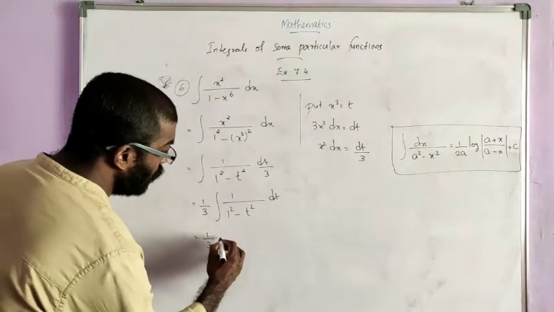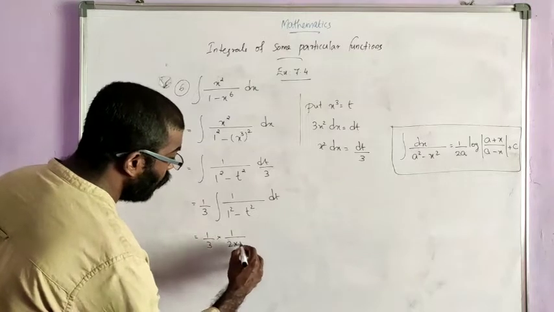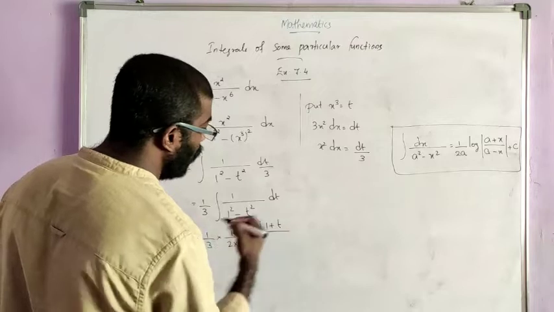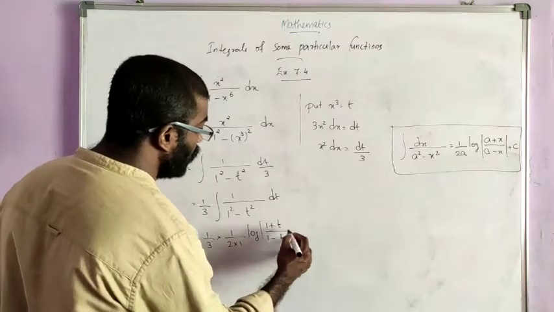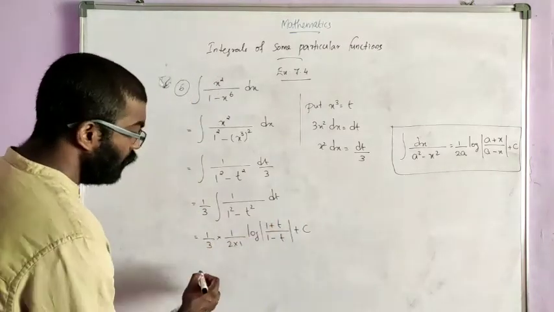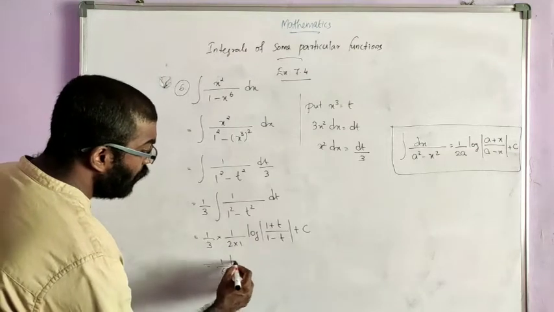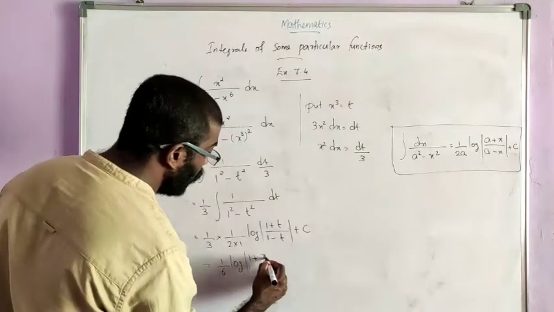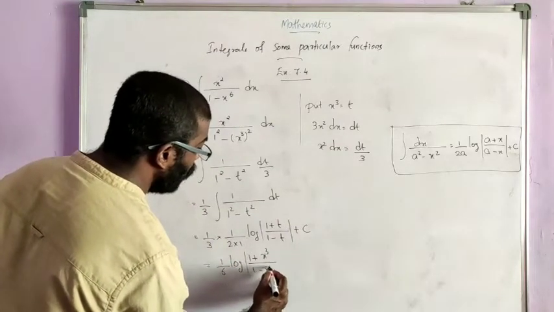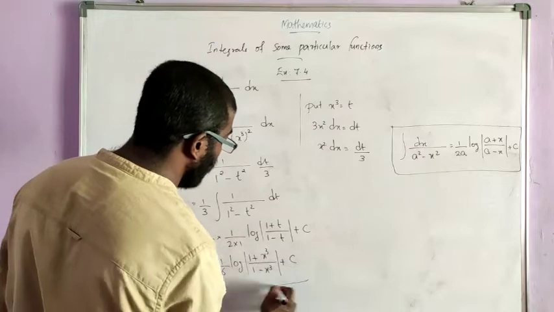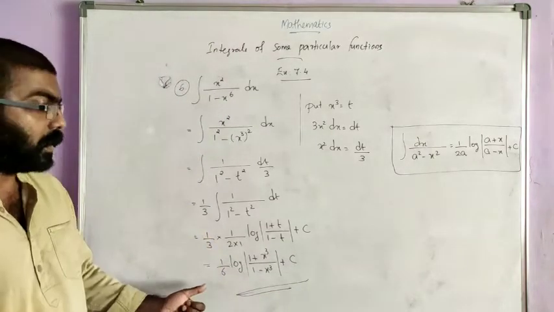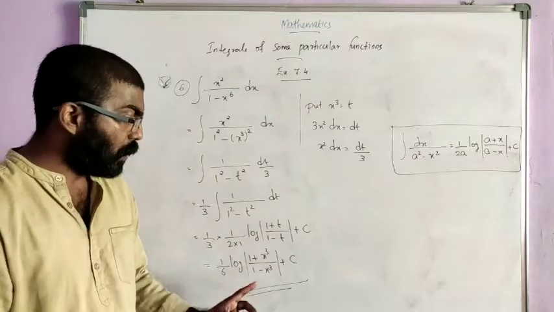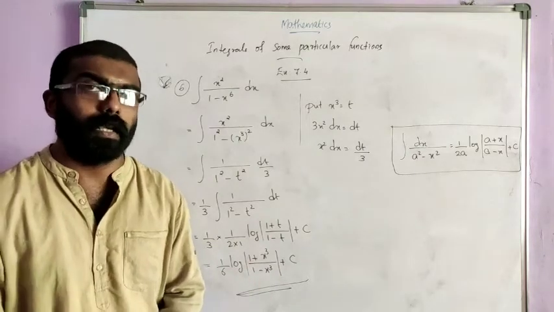So here we can write 1 by 2a, that is 2 into 1, log mod a plus x, that is 1 plus t, divided by a minus x, 1 minus t, then plus c. That is 1 by 6 log mod 1 plus t, t value is x cube. So 1 plus x cube divided by 1 minus x cube, then plus integrating constant c. So the final answer is 1 by 6 log mod 1 plus x cube by 1 minus x cube plus c. Clear?